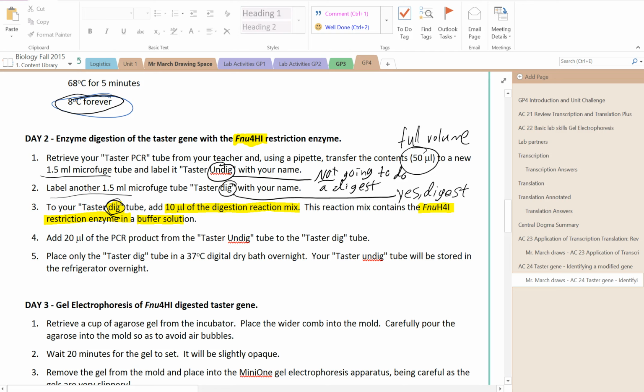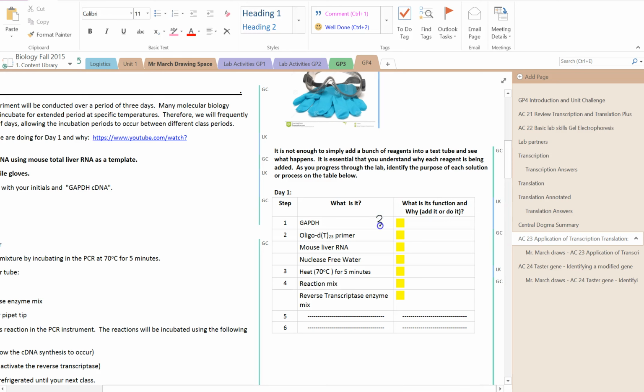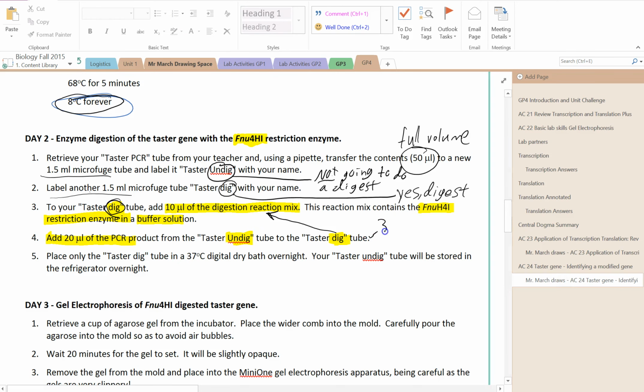So we're going to add in the enzyme first, and then we're going to grab a new tip because we don't want to contaminate anything. And we're going to add 20 microliters of the PCR product from our undig tube that we transferred it to and put it into the digest tube that has 10 microliters of the reaction mix in it. So now this tube should have 30 microliters total: 20 of the PCR product and 10 of the digestion reaction mix.